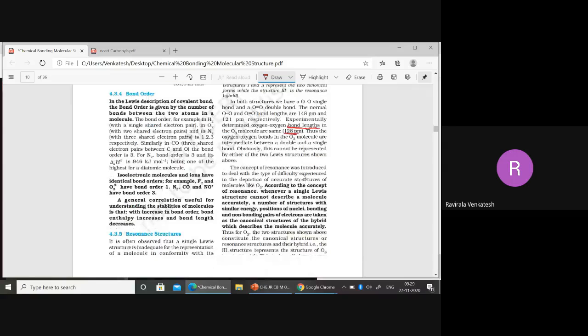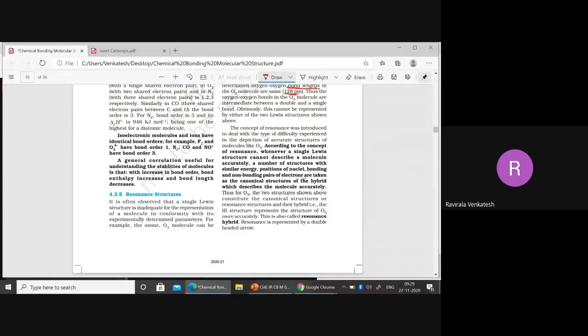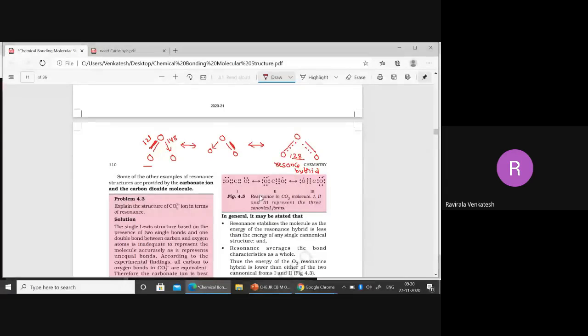Now the definition. What is the definition of resonance? Based upon the example, now we go for the definition. According to the concept of resonance, whenever a single Lewis structure cannot describe the molecule accurately, for example, you take the first structure here. This is not explaining all the properties of ozone. Based upon only this structure, I cannot explain the ozone properties completely.